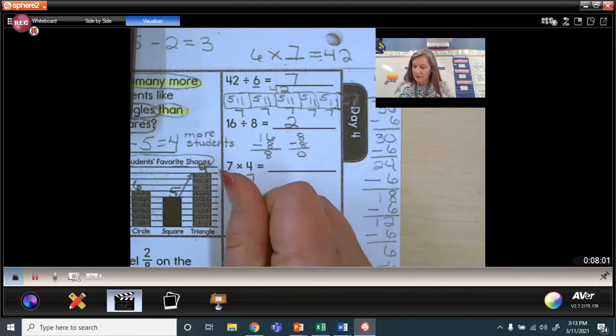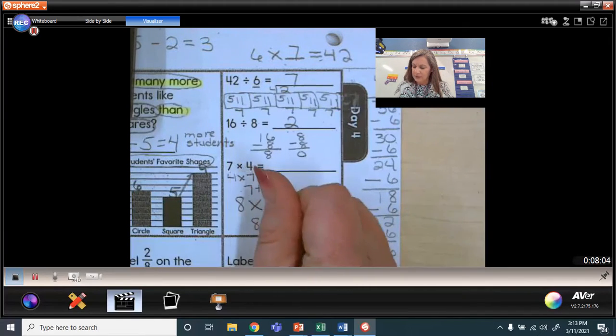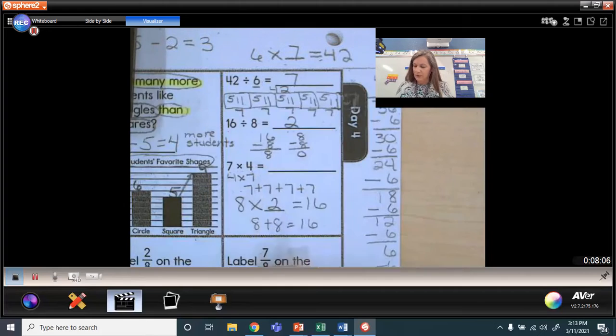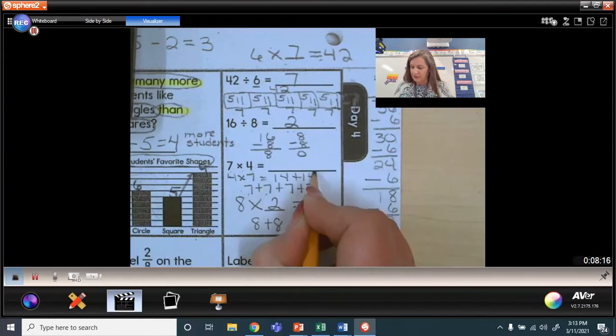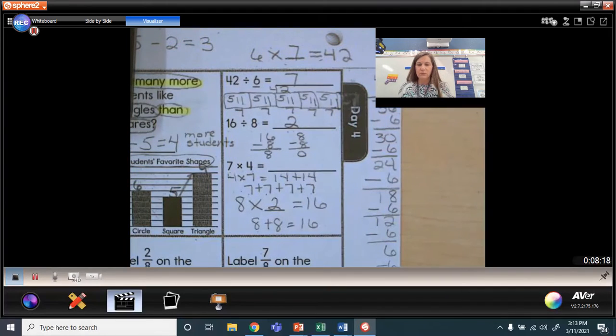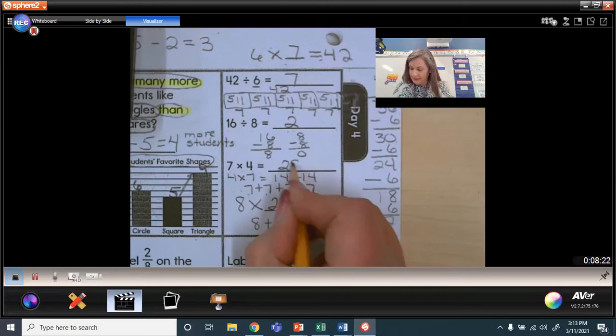So I could add 7 plus 7 plus 7 plus 7. 7 plus 7 is 14. And this 7 plus 7 is 14. And 14 plus 14 is going to give you 28.